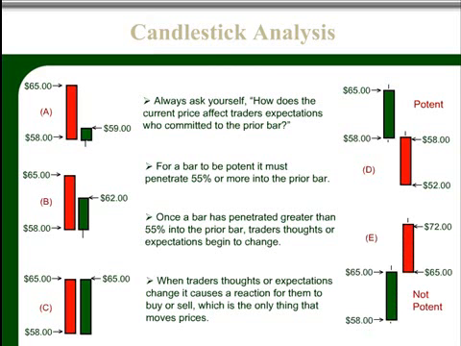Pattern E did not penetrate into the prior green bar at all. Even though the green and red bar are the same size as the green and red bar from pattern D, this pattern is not potent. The red bar gapped up. This means the green bar closed at one price and the red bar opened at a price higher than the green bar closed. Any trader who entered a long position on the close of the green bar was holding a winning position when the red bar opened.